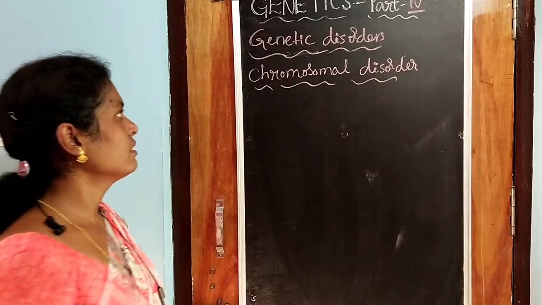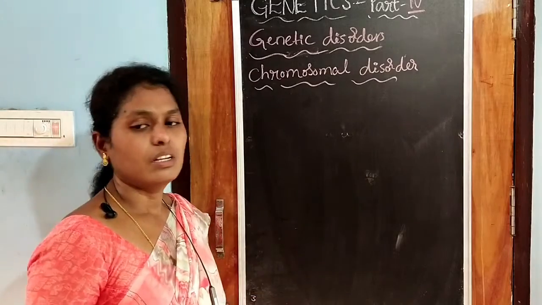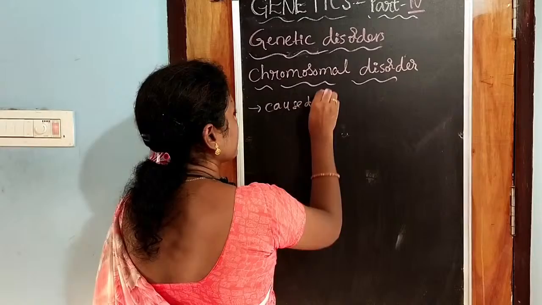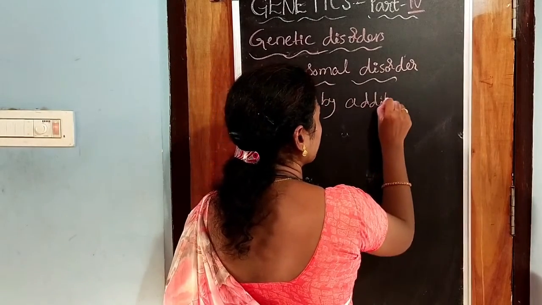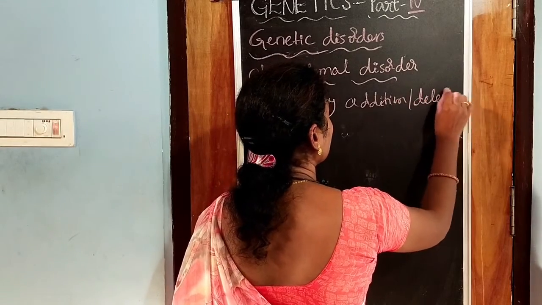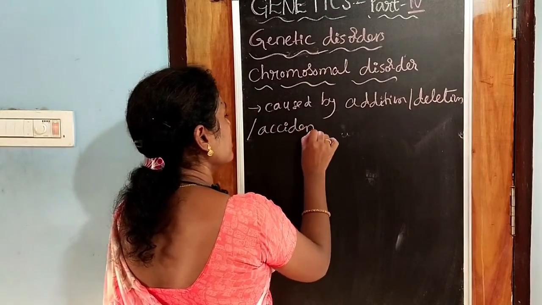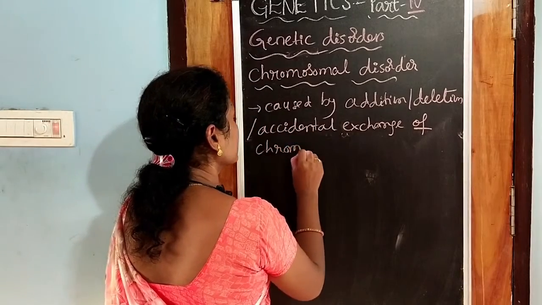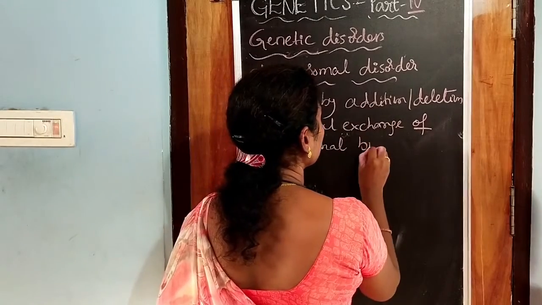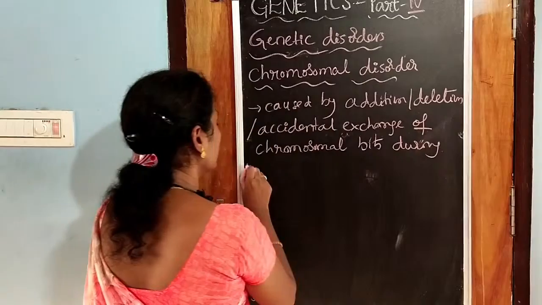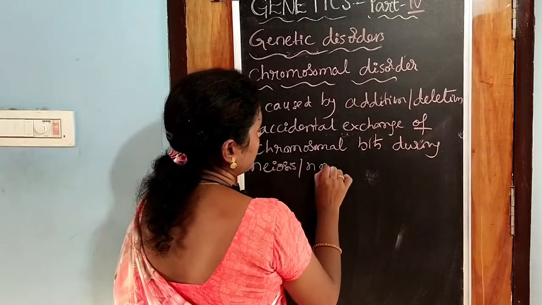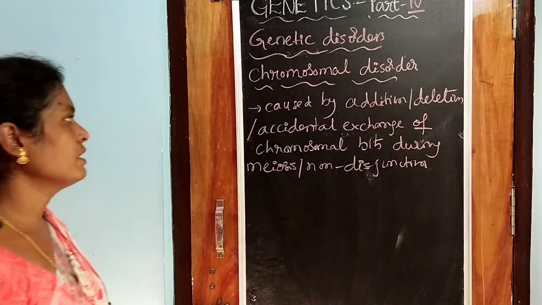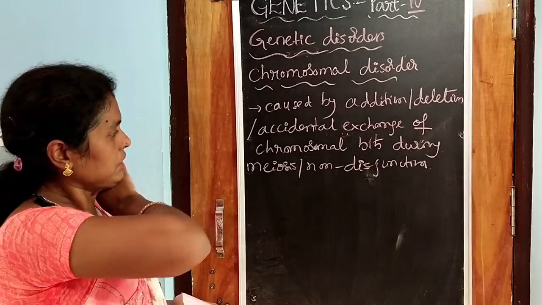These chromosomal disorders are caused by the addition or deletion of chromosomes, or by the accidental exchange of chromosomal bits during meiosis, or by non-disjunction.